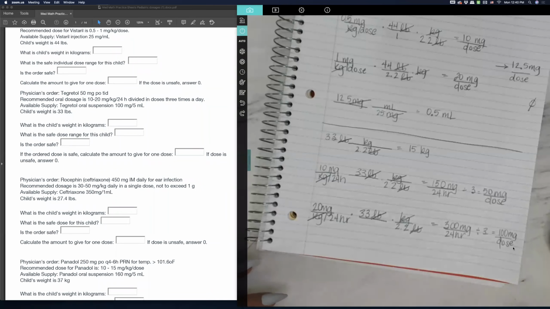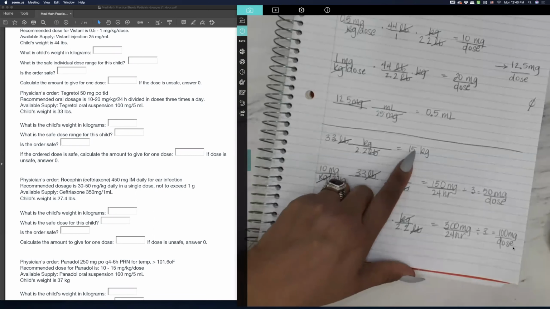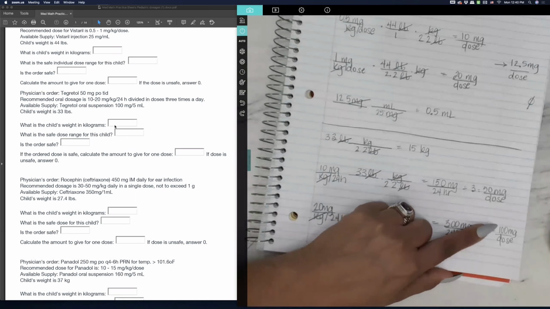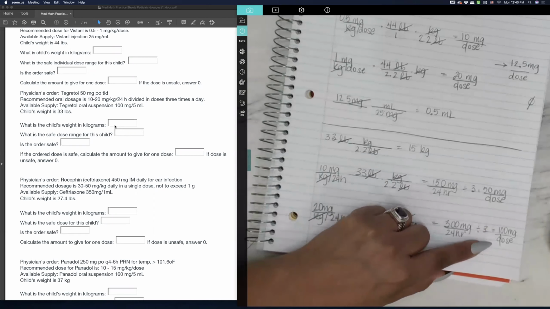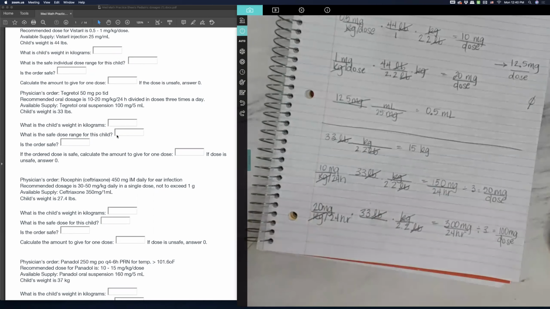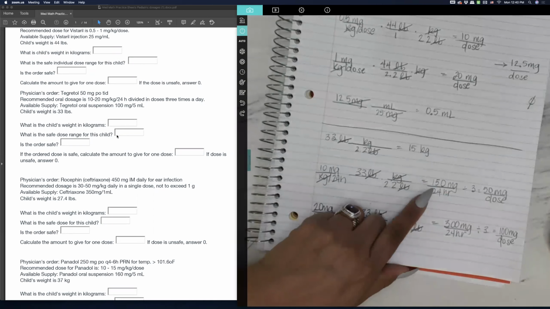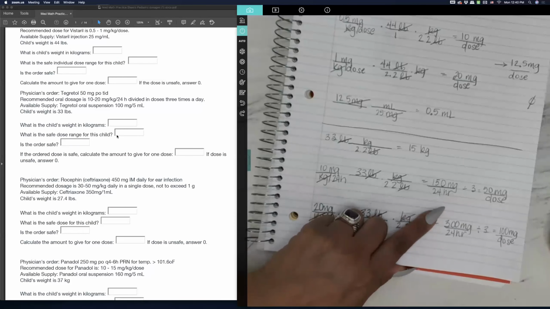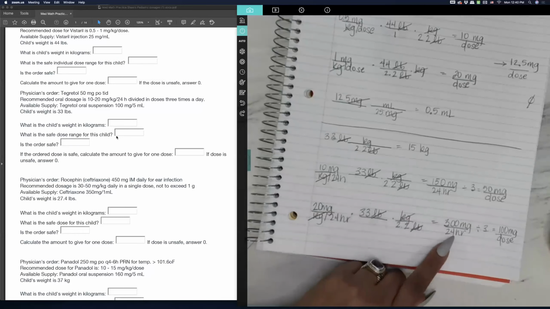Okay, and so let's go back. What is the child's weight in kilograms? It's 15 kilograms. What is the safe dose range for this child? It's 50 milligrams per dose to 100 milligrams per dose. Or if they ask for the safe daily range, then the safe daily range is 150 milligrams per 24 hours to 300 milligrams per 24 hours.